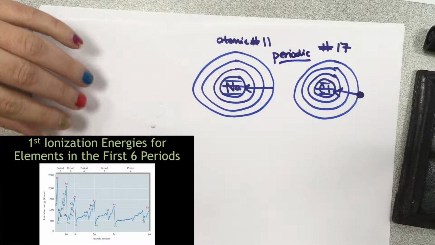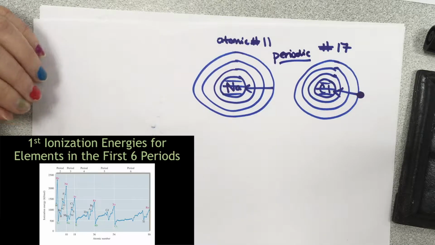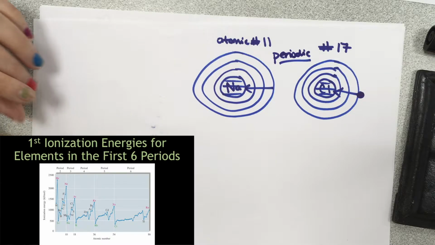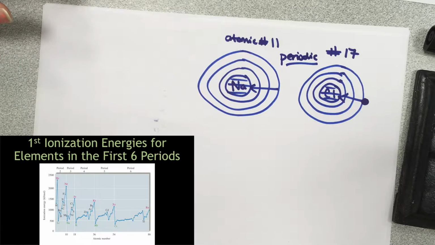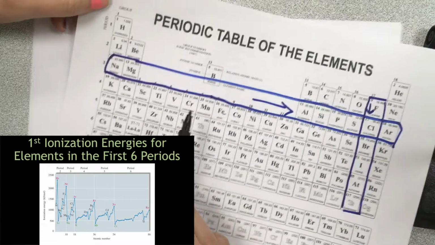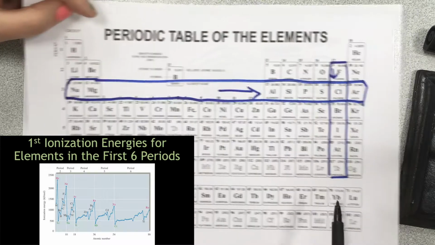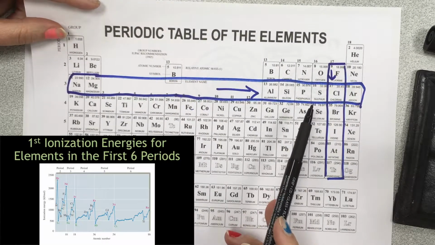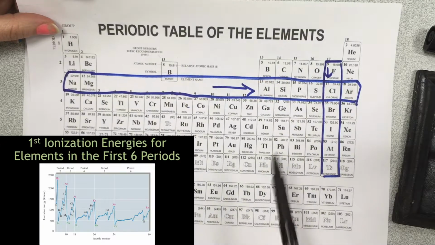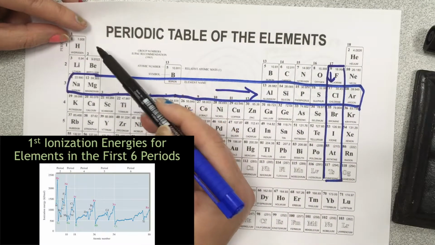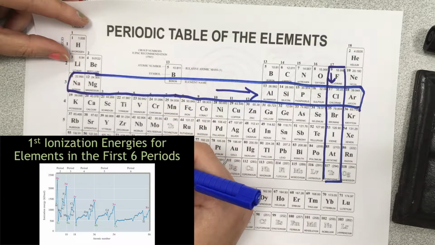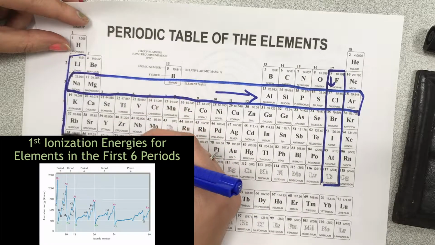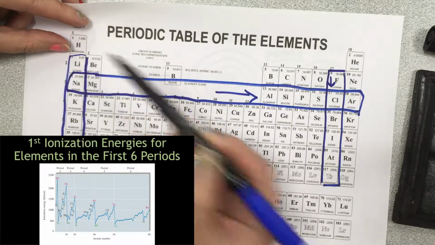All right. So look at the graph on the slide. The first ionization energy is for elements in the first 6 periods. So remember, periods are going across like this. What I want you to notice first is that lithium, you see at the very bottom in green, lithium, sodium, potassium, rubidium, and cesium. So those are all in this one group, okay?